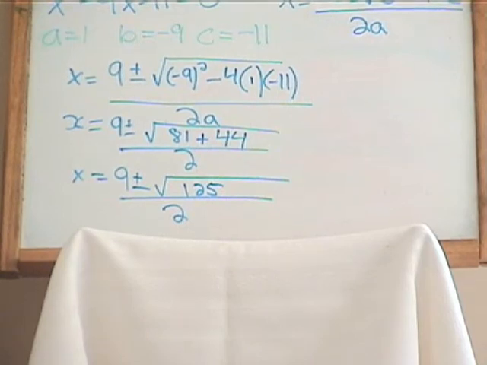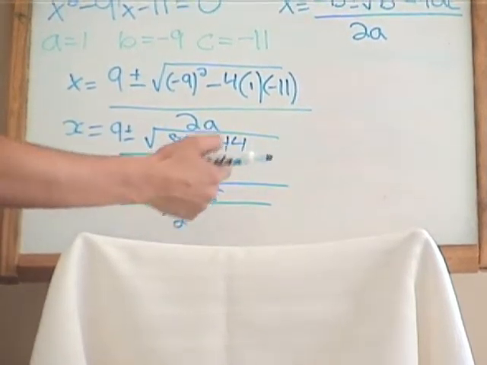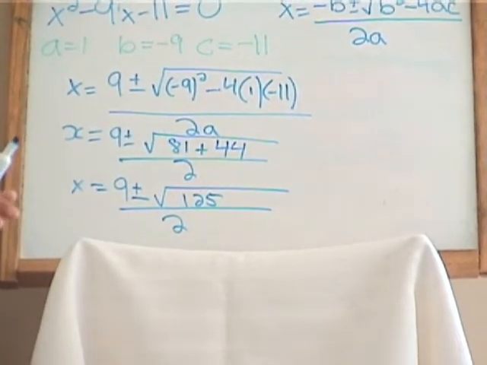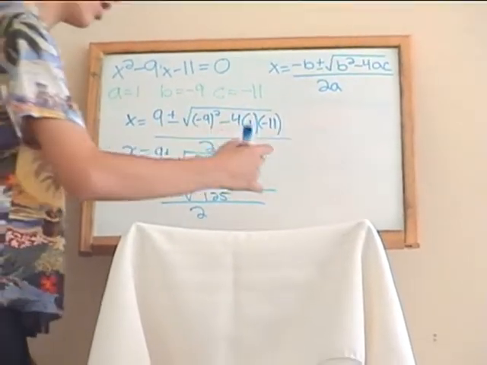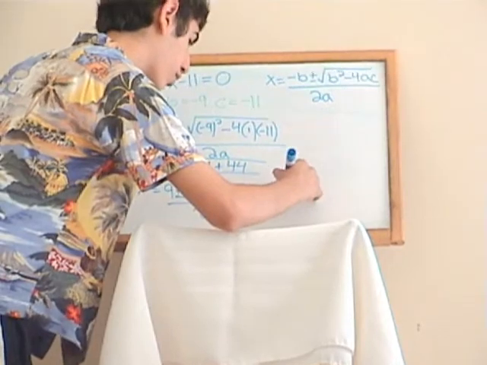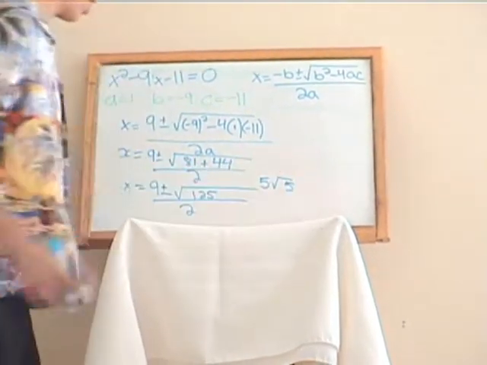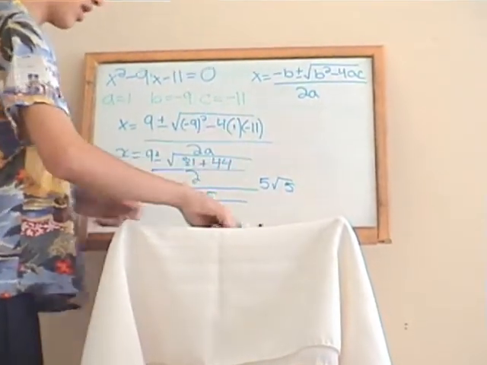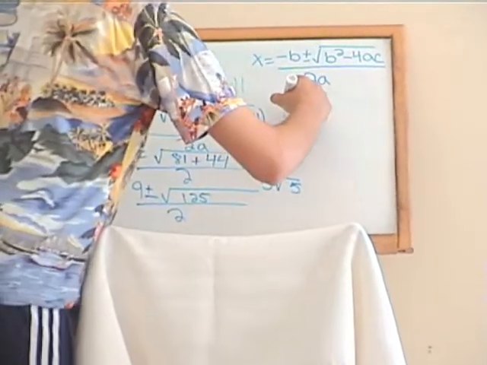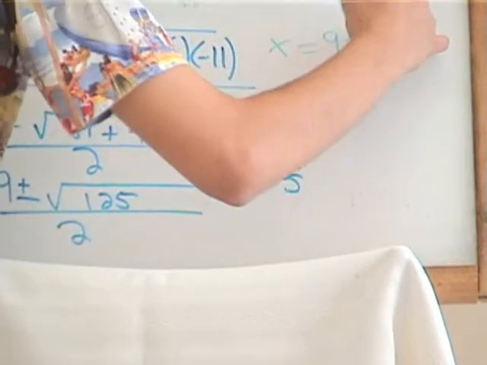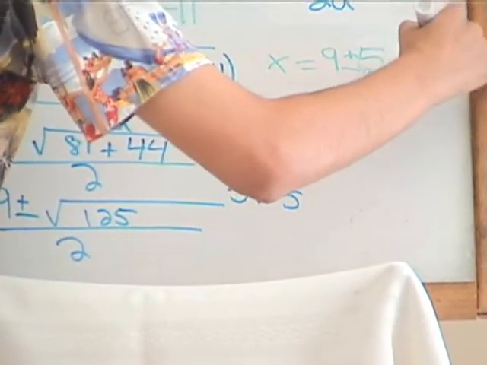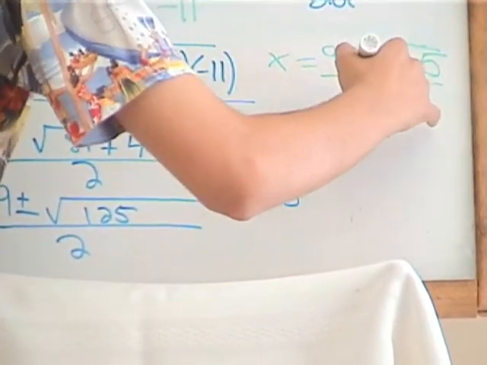125. Although it's not a perfect square, 25 goes into this 5 times. So we can change root 125 into 5 root 5. So our final answer is x equals 9 plus or minus 5 root 5 all over 2.